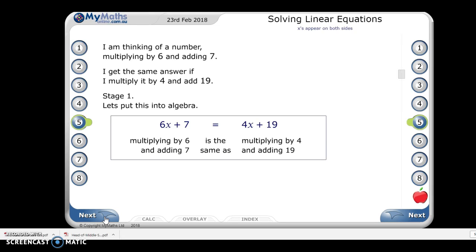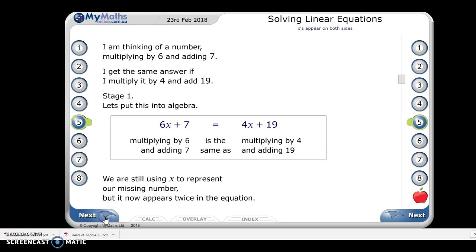Now what we have in blue there is an equation. It's got numbers, letters, operations, and an equal sign. And we're going to use that letter x to represent the number that we're thinking of. Trouble is, now it's on both sides of the equal sign and we haven't had to deal with those yet. So let's have a look what we do as a new first step. When we have equations with x's on both sides, we have a new first step to do. So let's have a look at that.